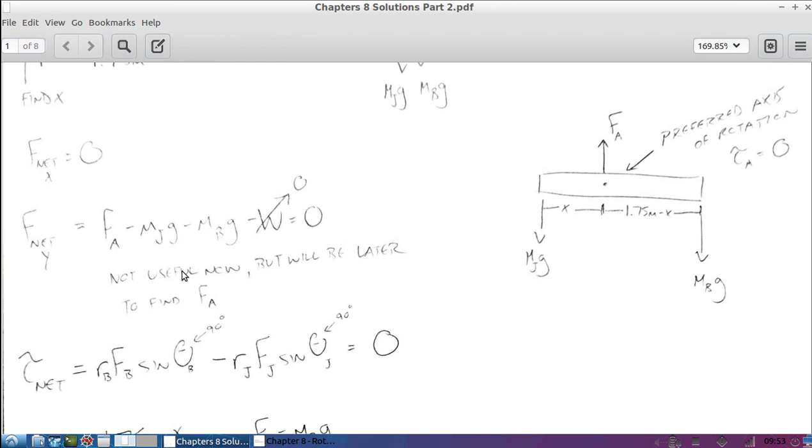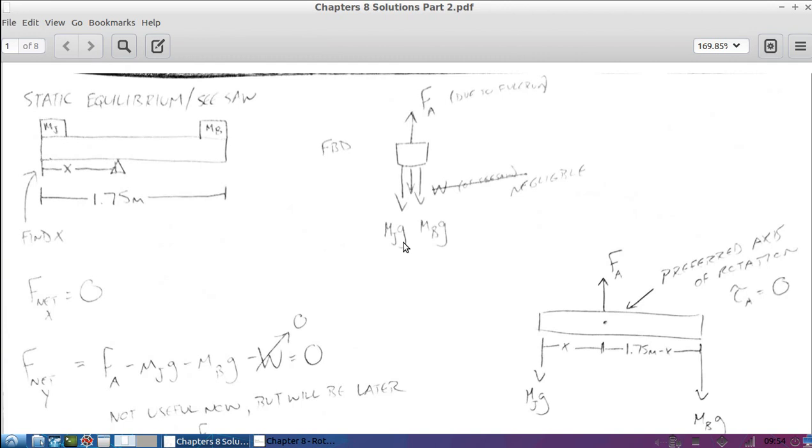It's not asking for that, but in other static equilibrium problems, that may be something we can ask for. So that's a nice equation here. One equation, one variable, we can solve for that if we need to. This is the additional step, right? This is the chapter 8 step.